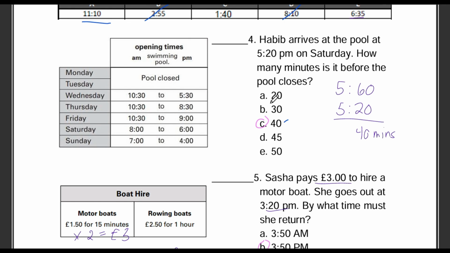Explanation. The pool closes at 6 p.m. To figure out how many minutes are left, we subtract the time Habib arrives from the time the pool closes. So 6 p.m. minus 5:20 p.m. equals 40 minutes. Why not the others? A. 20 minutes is too short. B. 30 minutes is too short. D. 45 minutes is too much. E. 50 minutes is too much.